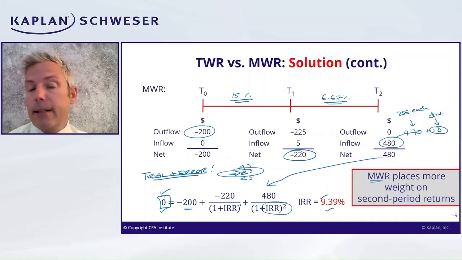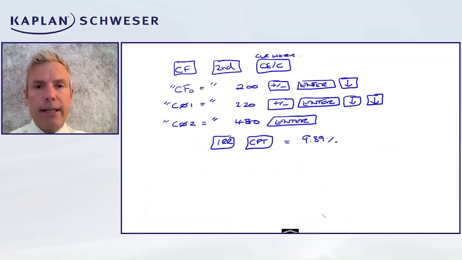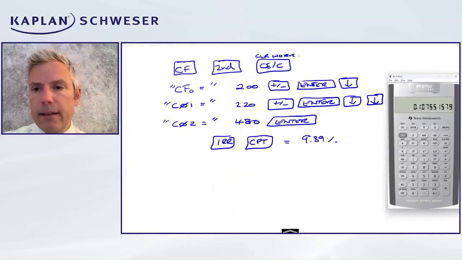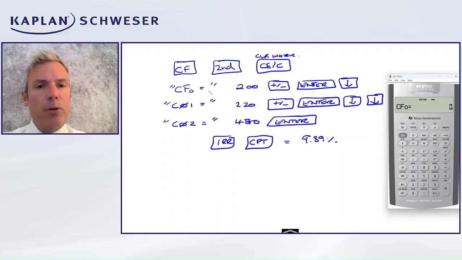Now, if you are in the situation where you need to calculate the IRR and you can't do it by trial and error, I have drawn out the calculator keystrokes here, so you can do it on the Texas BA2 Plus. All right, so you're going to use the cash flow worksheet, which is this button here. CF0 is the cash flow at time 0. So you can type 200. Don't forget to make it negative. Enter that and arrow down.